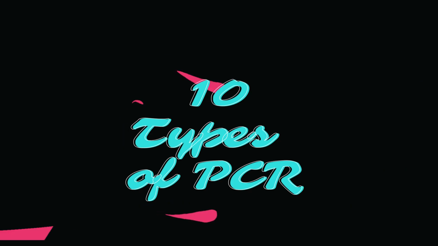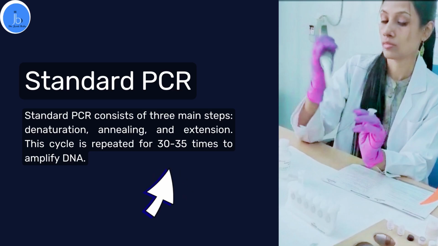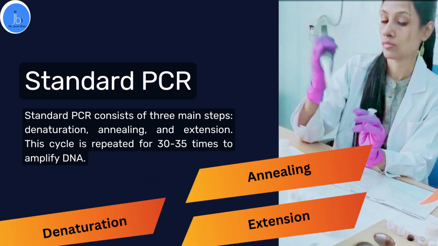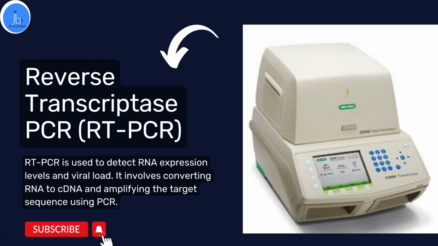The number one is the standard and the conventional PCR. This mainly consists of three main steps, that is denaturation, annealing and extension. In such kind of PCR which is routinely utilized in the lab, you perform 30 to 35 cycles of PCR amplification. The second most common PCR is your RTPCR, which is also called reverse transcriptase PCR.